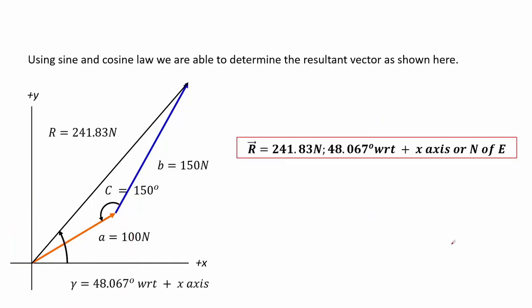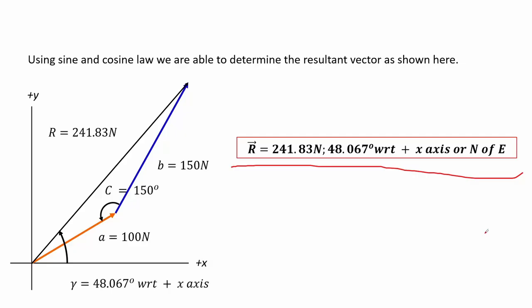Now we have here the final answer of the resultant vector using sine and cosine laws. The resultant vector is about 241.83 newtons with an angle of 48.067 degrees with respect to the positive x-axis, or north of east.